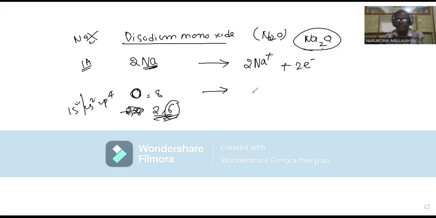So this oxygen receives 2 electrons. These 2 electrons are lost by sodium atoms. So now I am adding these 2 electrons. This oxygen receives 2 electrons from 2 sodium atoms, and this becomes O2 minus, oxide.